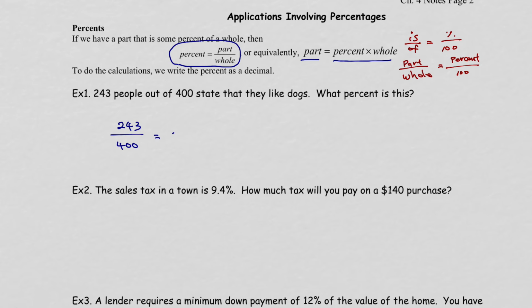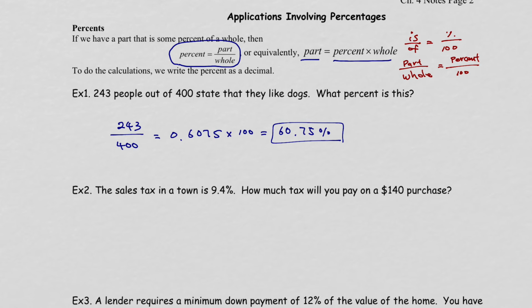And that will give you 0.6075, and that's going to be decimal. So decimal change to percent, you're going to multiply that by 100, so it will be 60.75%. Right?